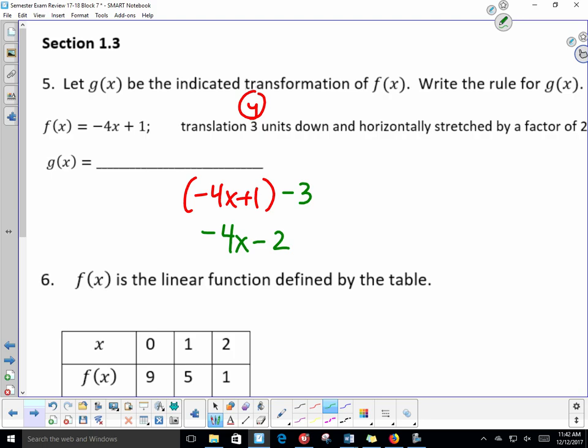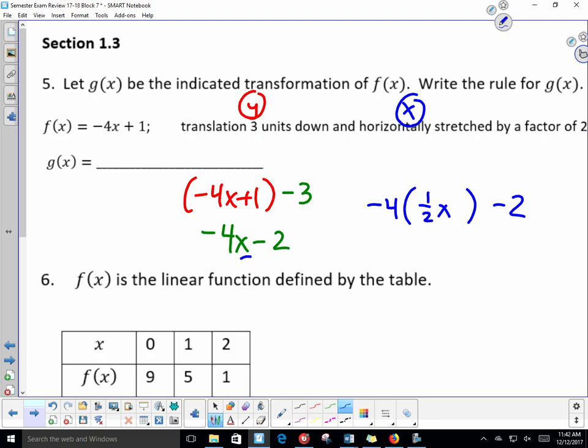You want to carry that through now to step 2. Ashton, I'm going to have you finish for us. So it's an x change. Good. For a horizontal stretch by 2, it's negative 4, and then in parentheses 1 half x, and then minus 2. So why did you make it 1/2 x?